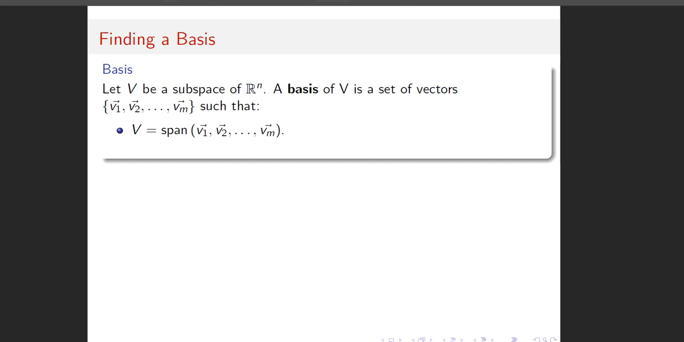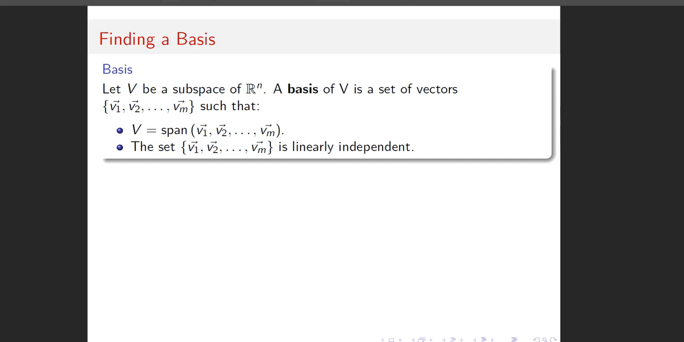So before we can find a basis, let's talk about what one is. Okay, so if I have a subspace V, capital V, that is a subspace of Rn, then a basis for V is a set of vectors, vector V sub 1, vector V sub 2, dot, dot, dot, up to vector V sub m, such that the subspace V is equal to the span of those vectors, and the set of vectors is linearly independent. Okay, so there can't be any linear dependence. All the vectors have to be linearly independent, and their span has to cover V.